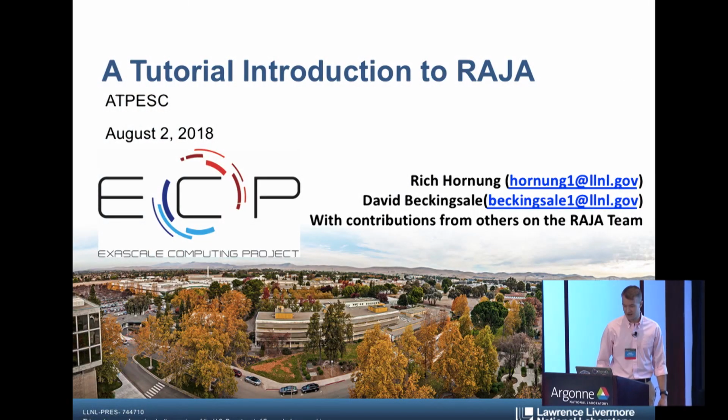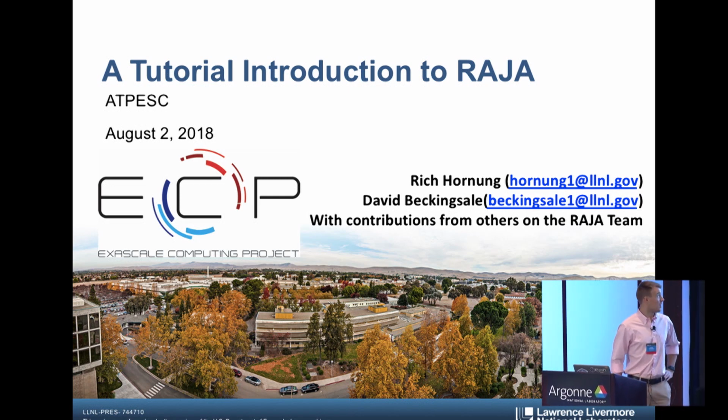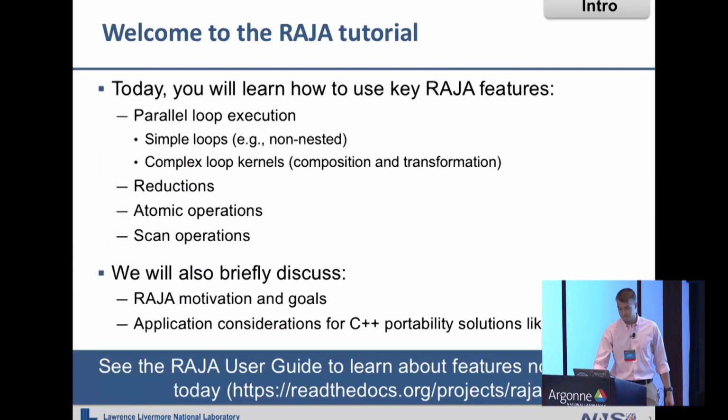So yeah, for the next hour and a half, I think it is, we're going to be talking to you about the Raja programming abstraction, which we develop at Lawrence Livermore National Lab. So today is a tutorial introduction and overview on how to use some of the key features in Raja. We have the standard parallel loop execution, which I guess you will have seen a lot about in the Kokkos tutorial just before us.